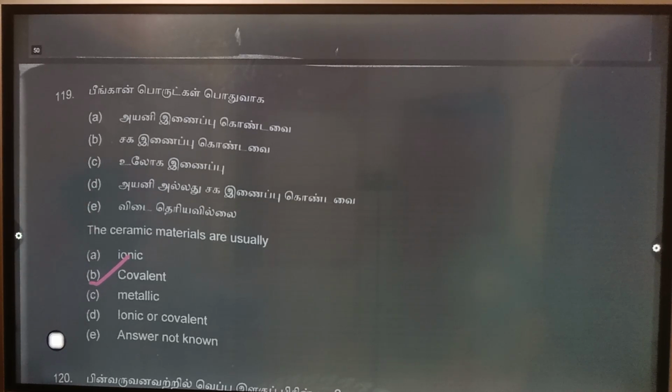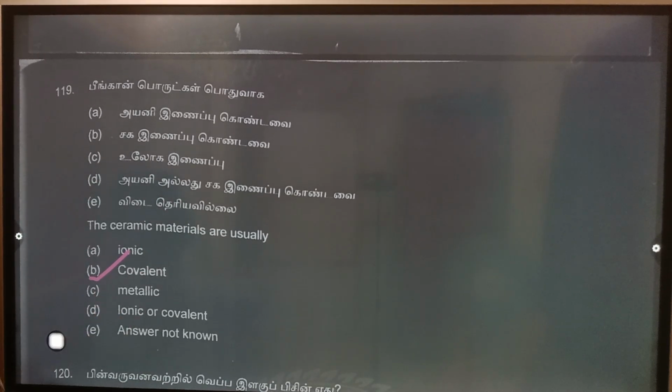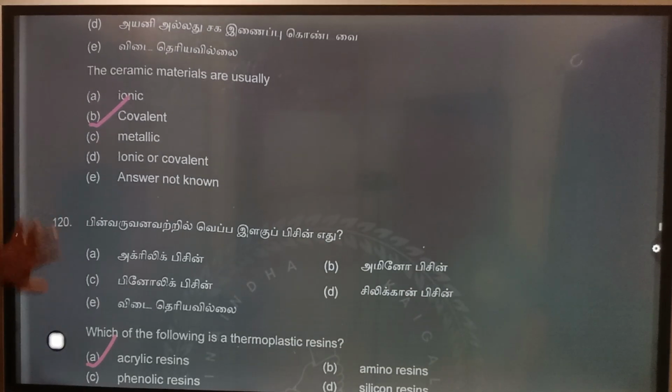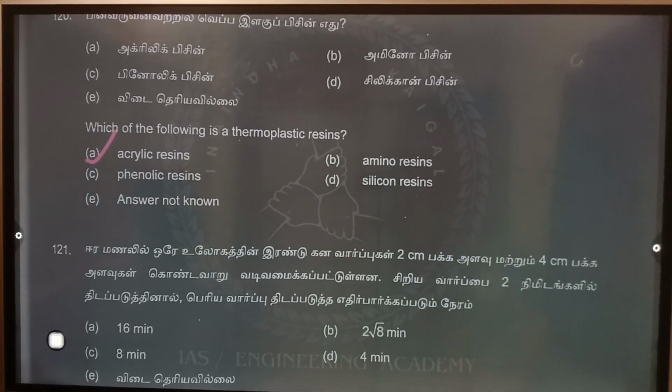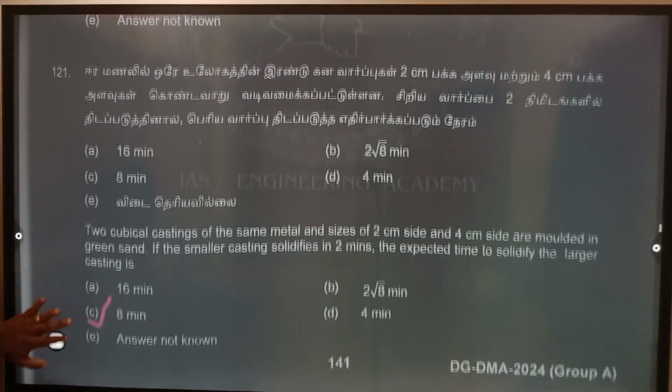119. The ceramic materials are usually covalent. Okay, ceramic materials usually have covalent bonding. 120. Which of the following is a thermoplastic resin? Acrylic resins. A is the answer.